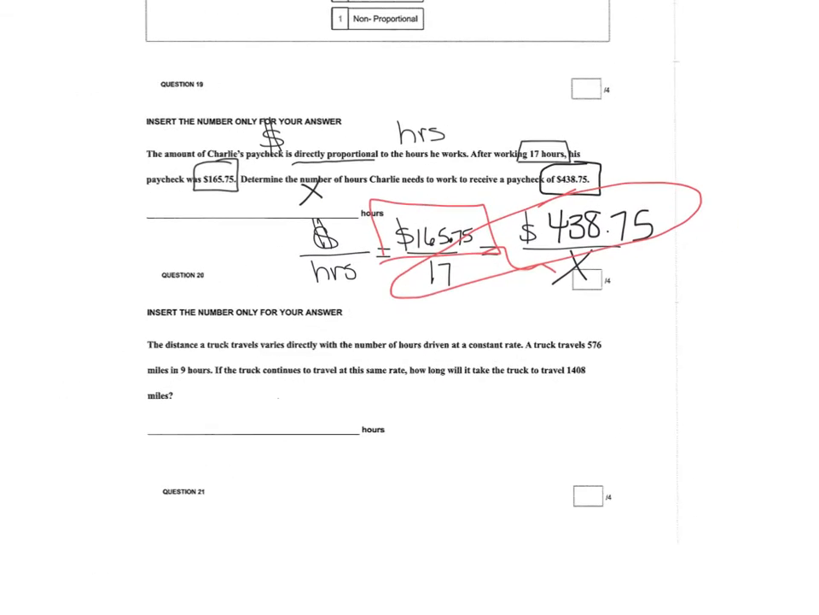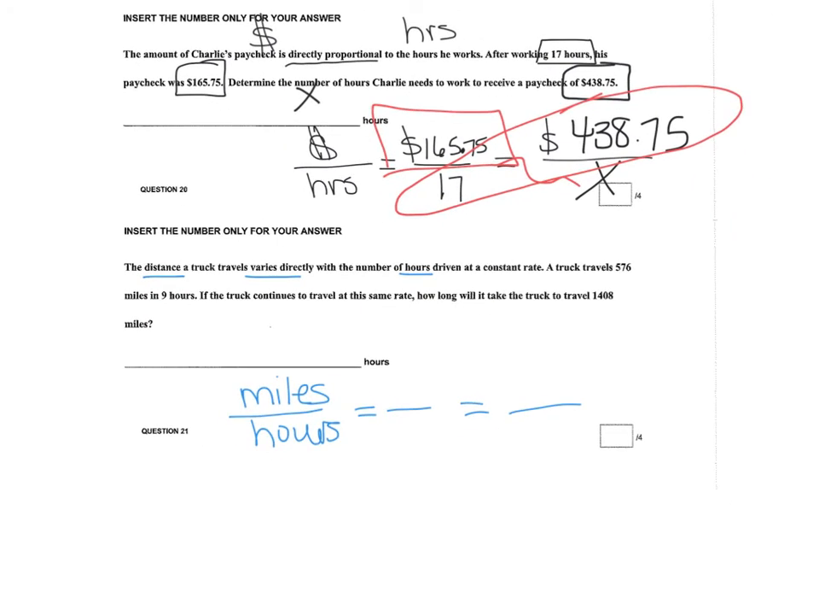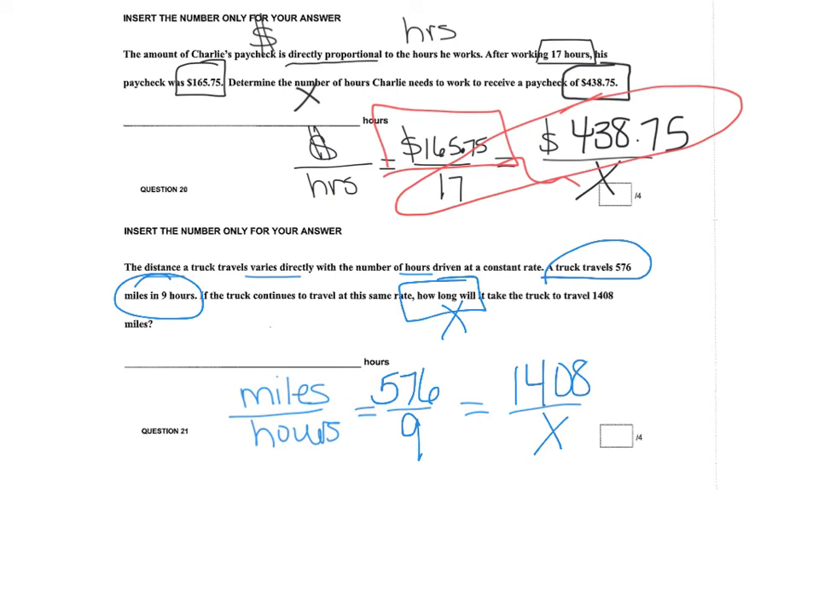Same thing on this one. On number 20, the distance varies directly with hours. So it's telling you how to set it up. Miles over hours. Okay, if a truck goes 576 miles in 9 hours, those are together. They're in the same sentence. So we're going to put those on the same ratio. And if it continues to travel, how long? That's our X. How many hours will it take for it to go 1408? Cross multiply, divide by the lonely guy.